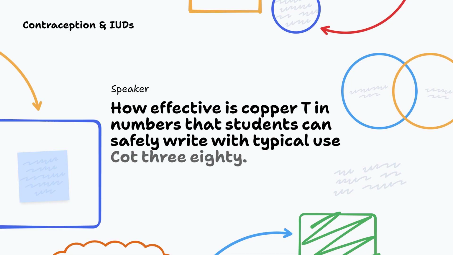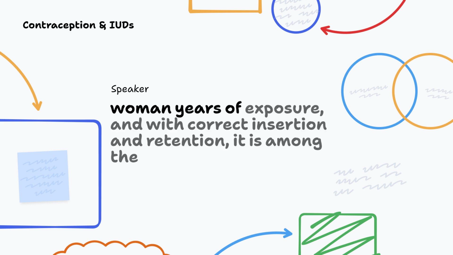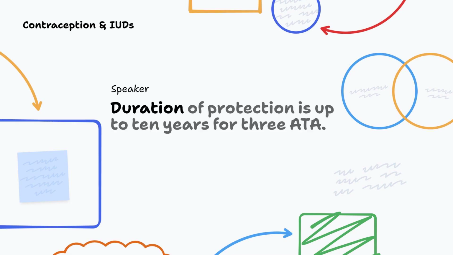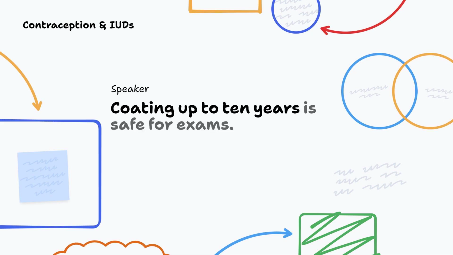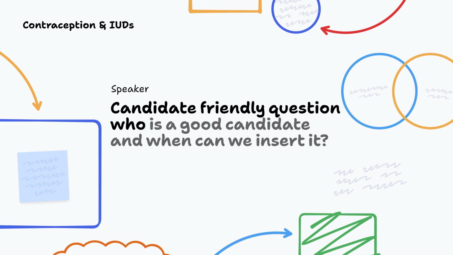With typical use, CU-T380A has a failure rate around 0.6 to 0.8 pregnancies per 100 woman years of exposure. And with correct insertion and retention, it is among the most effective reversible methods. Duration of protection is up to 10 years for 380A. Some programs label 5 to 10 years. Quoting up to 10 years is safe for exams. CU375 variants are typically up to 5 years. Candidate-friendly question. Who is a good candidate and when can we insert it?